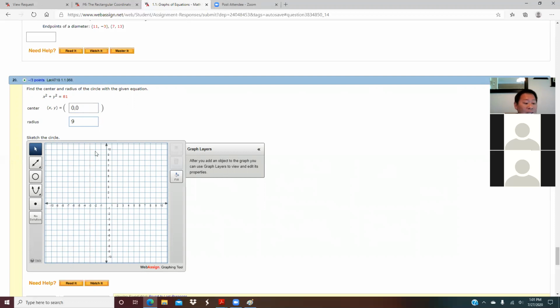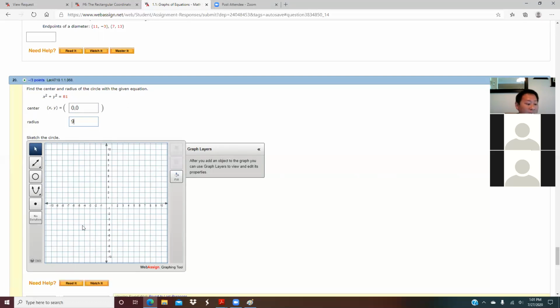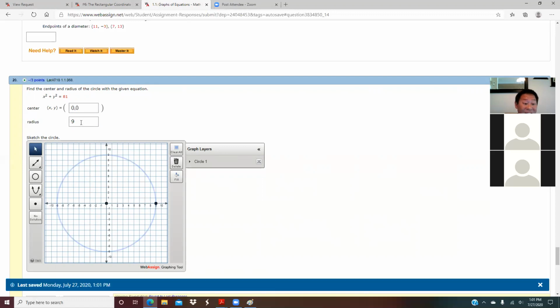So how do we do this? This is a circle with center at (0, 0), which is right here, and the radius is 9. So what you do is you have to click the circle button. And the first thing you need to click on is the (0, 0), which is the center. And then you click on (9, 0), and that will give you this. And why I picked (9, 0) is because the radius is 9.